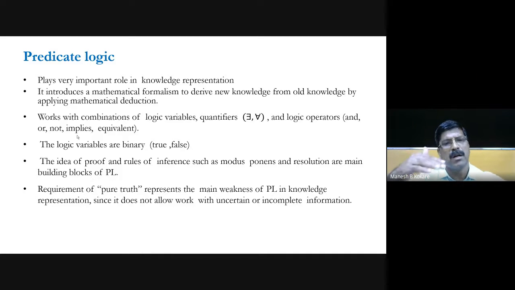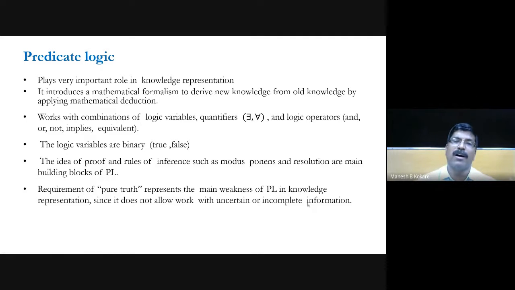But in general, in reality, you don't have really true or really false; there are several things in between true and false. This is basically the problem with predicate logic, because its requirement is pure truth, either false or true. This represents the main weakness of predicate logic in knowledge representation, since it does not allow working with uncertain or incomplete information, but the whole world is uncertain.